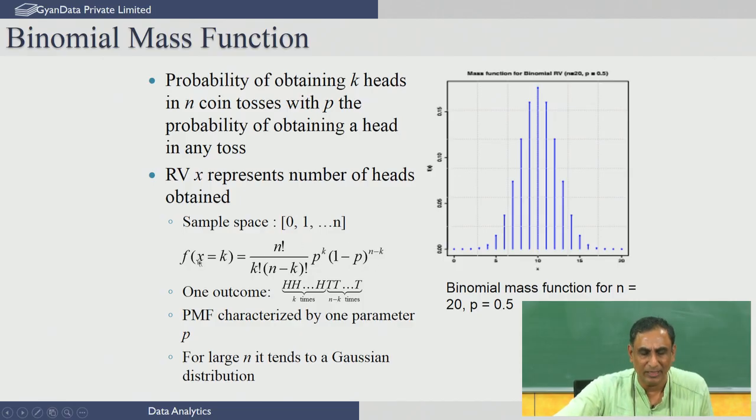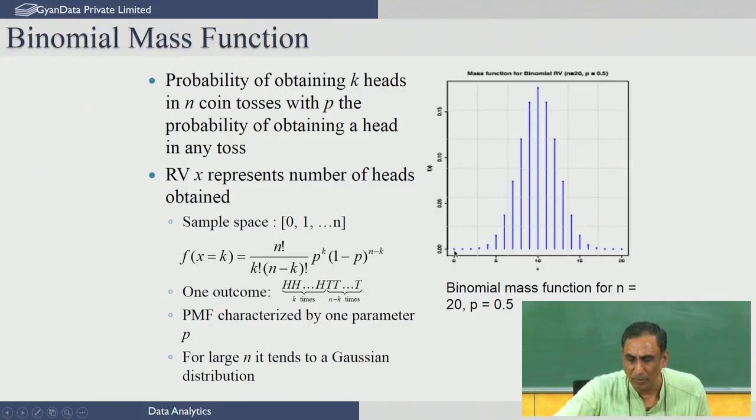This distribution for various values of k, for example x equal to 0, x equal to 1, can be computed, and such a distribution is called the probability mass function for this particular random variable, and this particular distribution is called a binomial distribution. As an example, the binomial distribution mass function is shown on the right hand side for n equal to 20 and the probability p equal to 0.5.